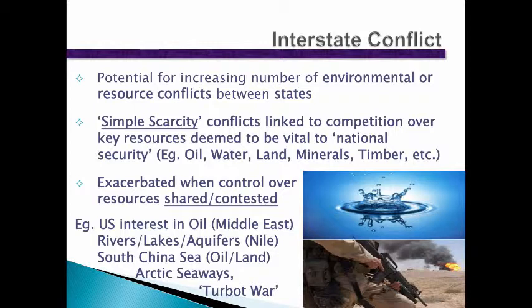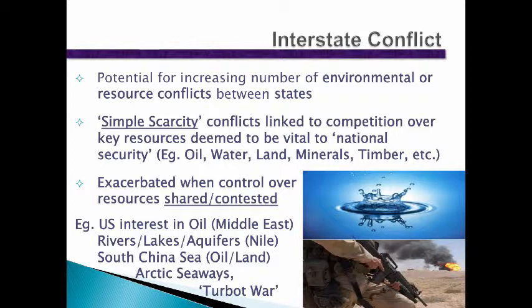And one of these areas that it's projected that we might see greater levels of conflict is at the level of interstate conflict, or conflict between states. And a lot of these centered around gaining access to some of these increasingly scarce resources. Conflict that we have seen at the level of interstate violence is the so-called rise of simple scarcity conflicts, which are linked to increasing patterns of competition over some of these key or vital resources that are increasingly shrinking.